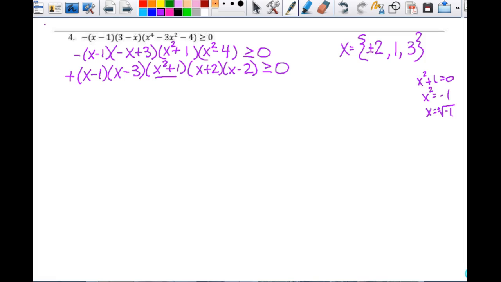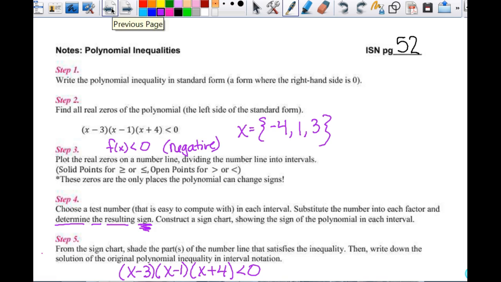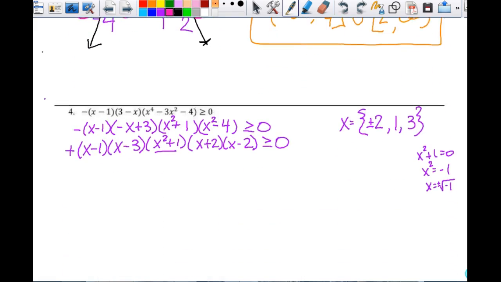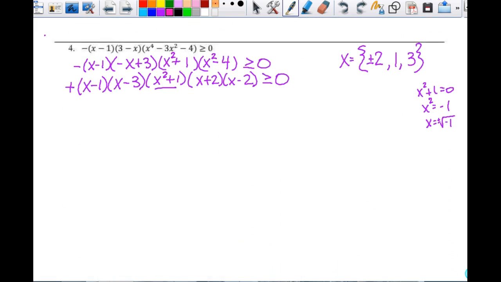No. So look back at the front of this real quick. On step 2, it says find all real zeros. It does not just say find all zeros. Try and get as much as we can, but if you just can't because it's imaginary, then you can't. All right, so I only have 4 that I'm going to graph on my number line. So I have a -2, and then 1, 2, and 3.